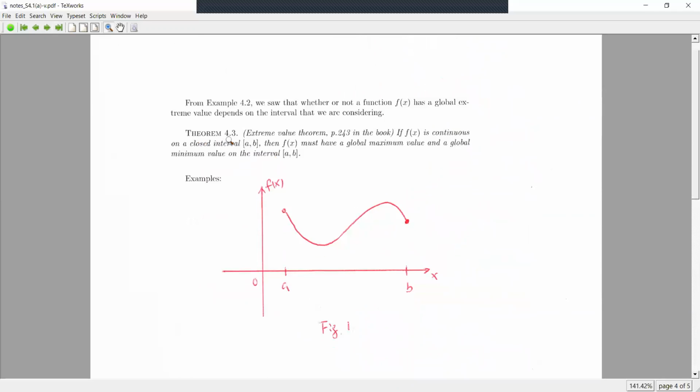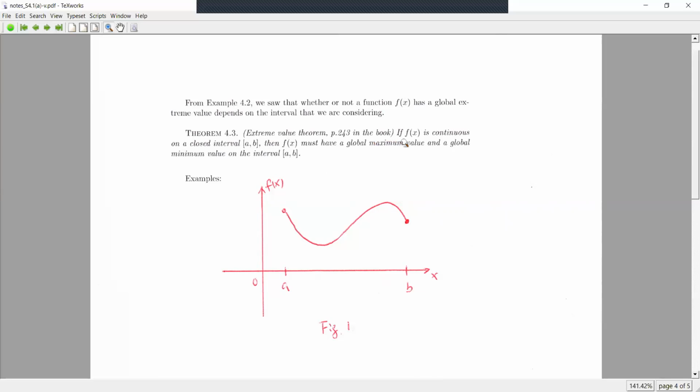There is a theorem in the book. This theorem guarantees, under some conditions, the function must have maximum and minimum. This is a guarantee. You can find this theorem in the book on this page. This theorem is called the extreme value theorem. Maximum and minimum values are called extreme values.